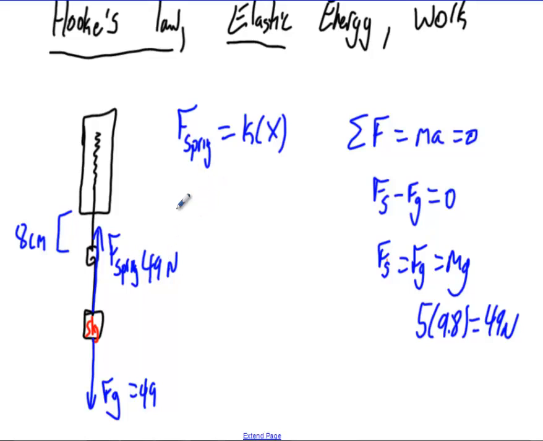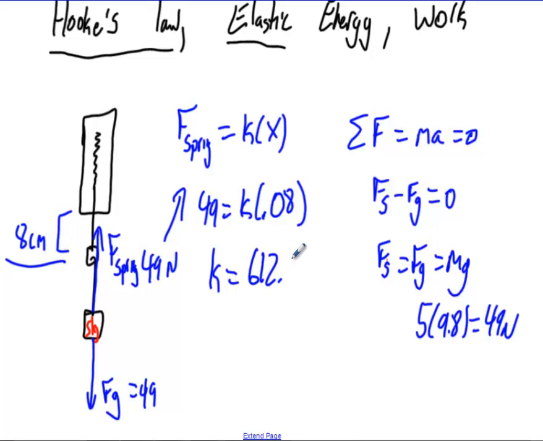So I'm going to use that in this equation. 49 equals k times 8 centimeters. I want this in meters, so 0.08 meters. Divide 49 by 0.08, and we get 612.5. So k is 612.5 newtons per meter. So it takes 612 newtons of force to stretch the spring a meter, and every meter we stretch, it's going to go that much further.